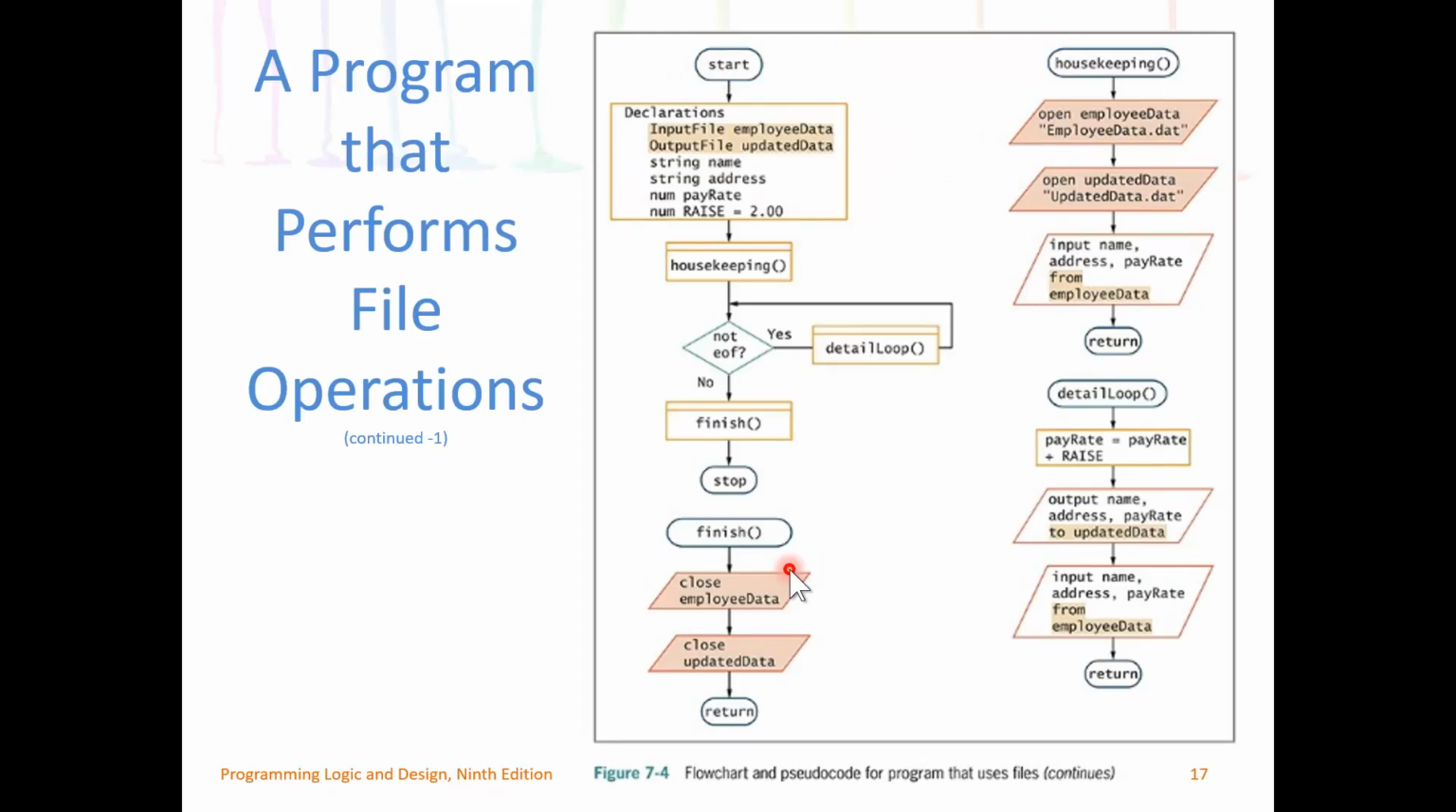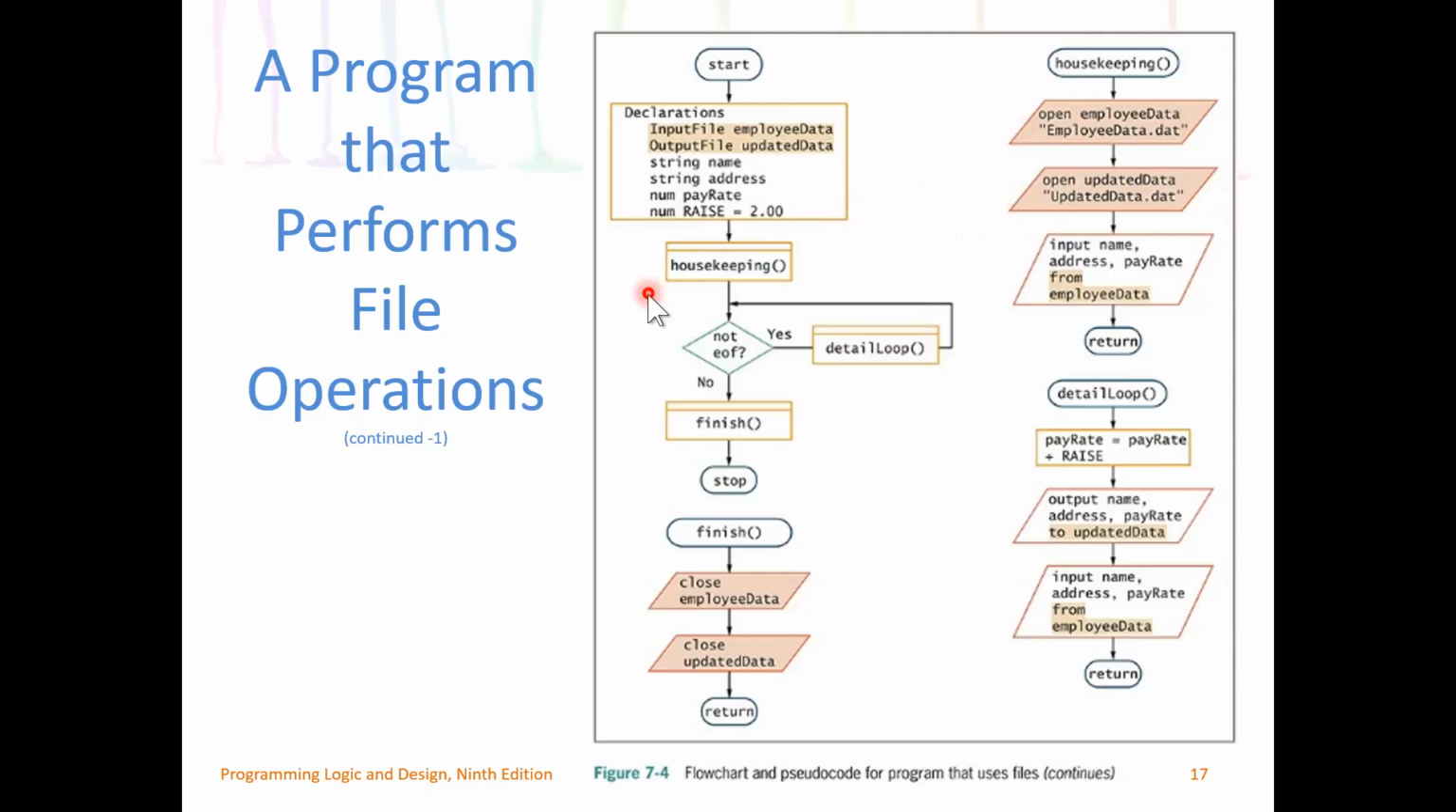So for programs that perform file operations, the first thing we have to do, if you look at this diagram in our housekeeping, is declare an input file object and an output file object, and then we have to open the files. So in housekeeping, our input file, employee data, is called employee data.dat, and then we're going to open our update data file, update data.dat.